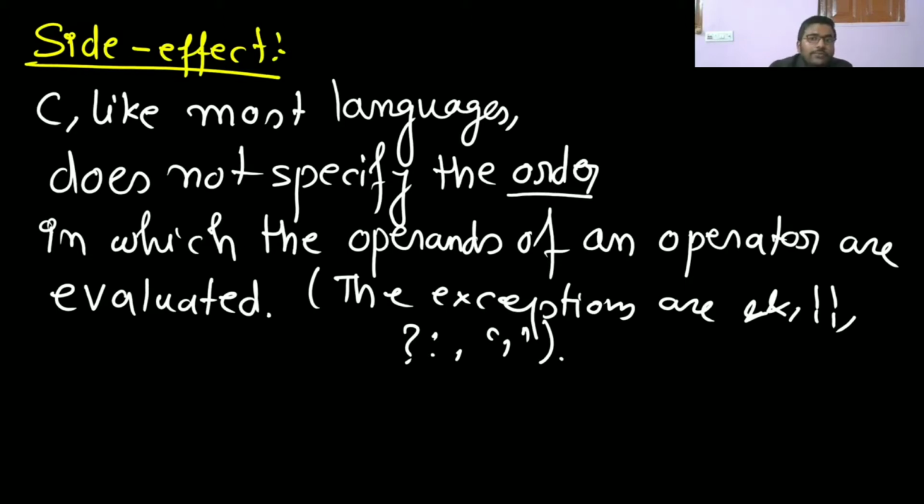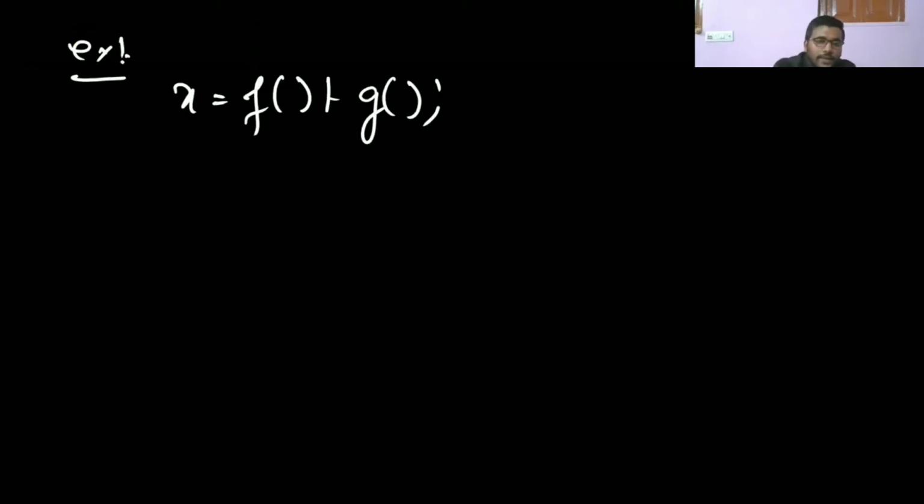So C, like most languages, does not specify the order in which the operands of an operator are evaluated. This is an operator, and these two are the operands of this operator. C does not specify whether this function will be called first or that one. This is a side effect. If both use some common variable, then the value will depend on the order of execution, whether left to right or right to left.